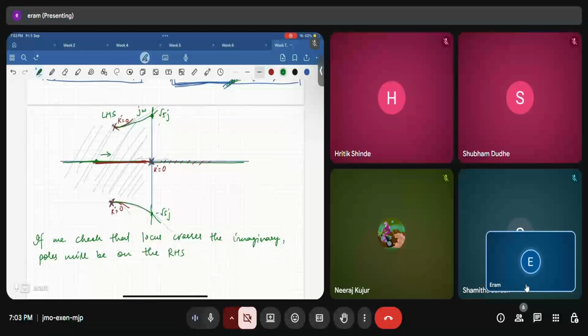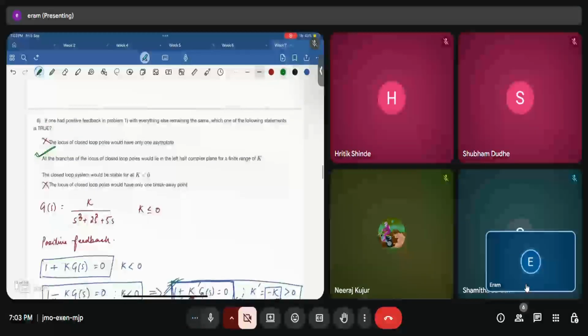So that means our root locus is going to cross this imaginary axis, and it crosses in the way that it will go to the RHS. So this confirms that if we vary k beyond some finite value, then all our closed loop poles will not be on the LHS, some of them will be on the RHS. Then what can we conclude from here? We can conclude that the closed loop system will not be stable for all k.